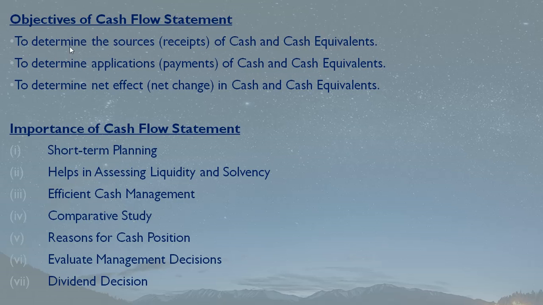And ultimately to determine the net effect or the net change in cash and cash equivalents. So after knowing the sources and the applications of cash and cash equivalents, we come to know the net effect. We do the adjustment of both receipts and payments. If the cash is decreasing, or the cash is increasing, that is your net effect or net change in cash and cash equivalents.